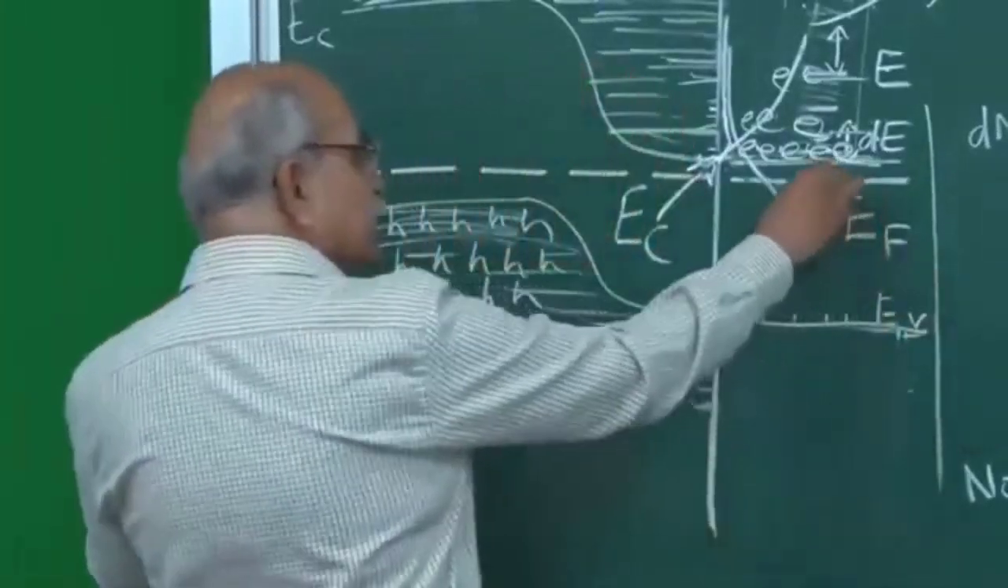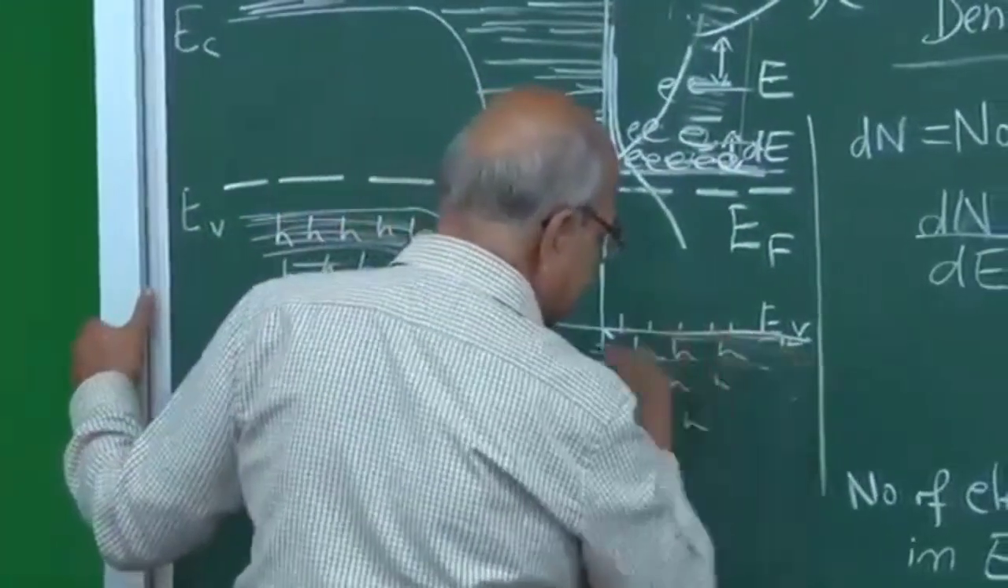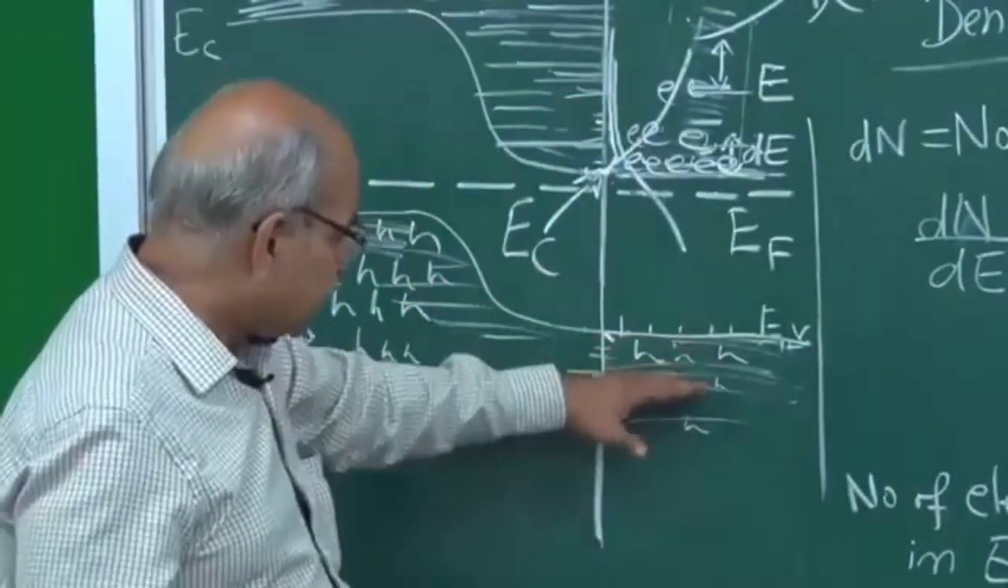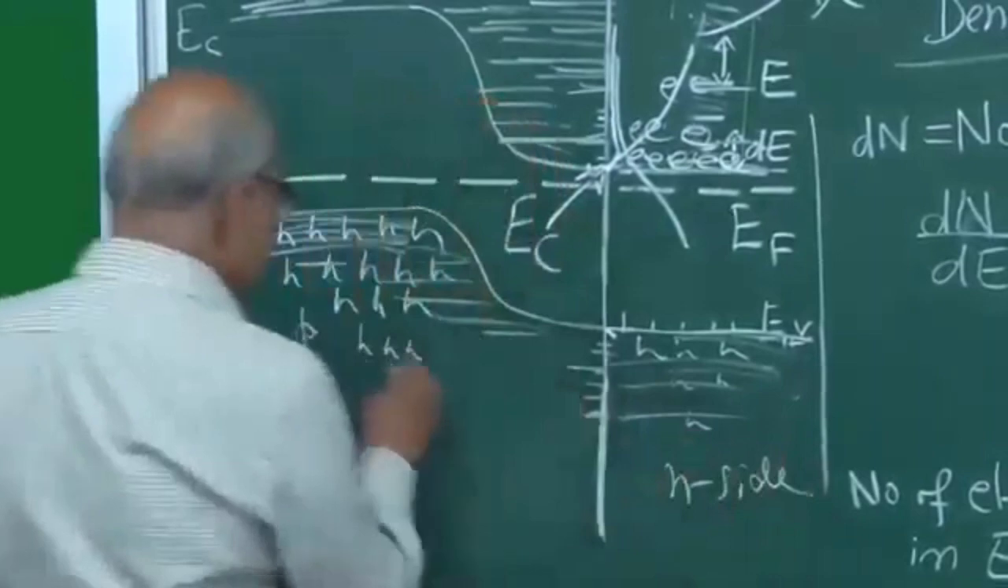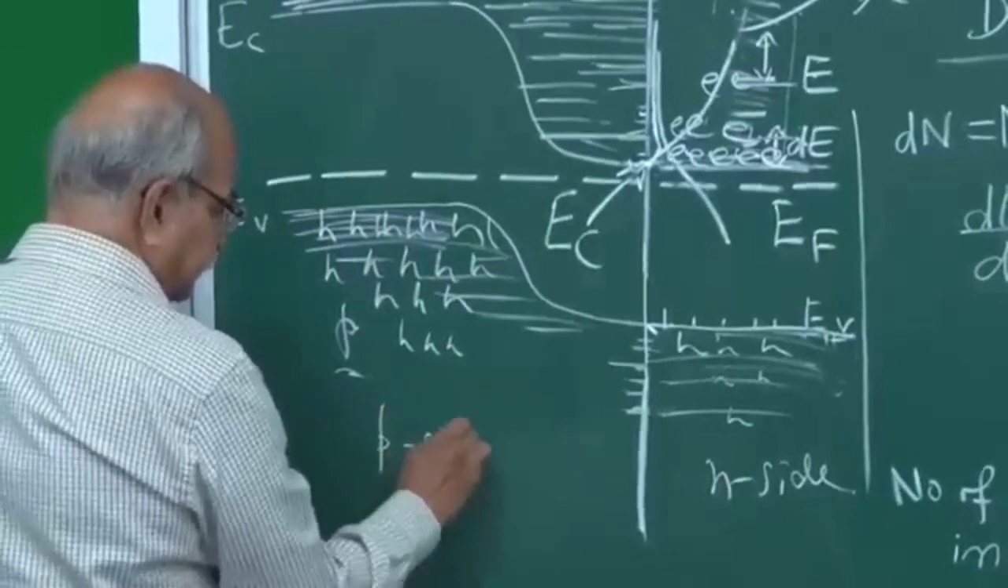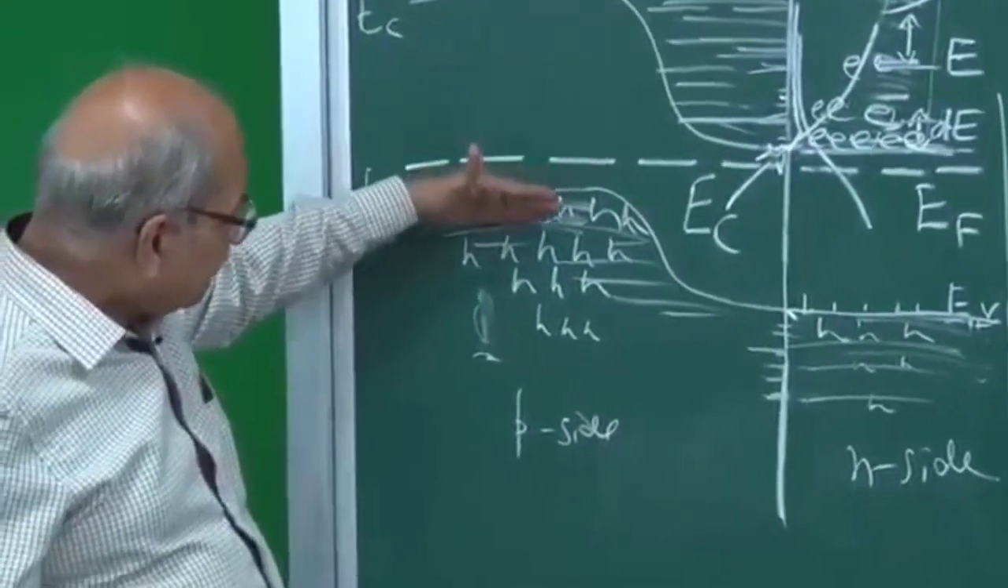So this is the n side. The Fermi energy is very, very far away, so you have a very small number of holes here. The distribution is similar: you have a larger number here, lesser number here, lesser number here, but the total number of holes is very, very small because this is your n side. And here you have a large number of holes because this is the p side. Once again, close to this edge you have a large number.